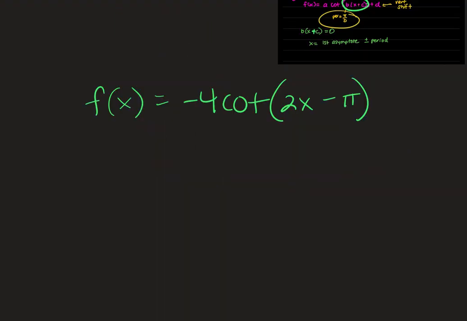So -4 cotangent 2x minus pi. First of all, we said negative this time, which means my cotangent typically goes this direction, it's going to flip and go this direction. The 4 means that's how low I go on the quarter point and how high I go on the quarter point. So this one's got to be at -4 and this one's got to be at +4. Then your B is what?